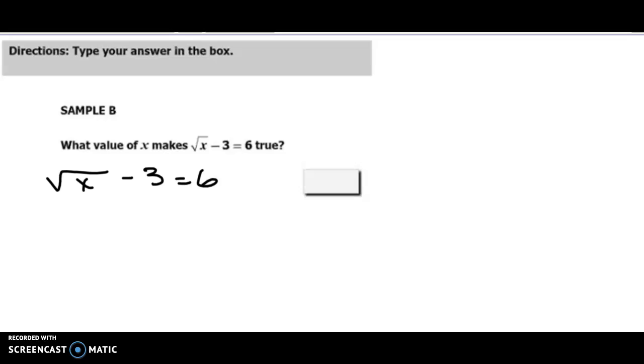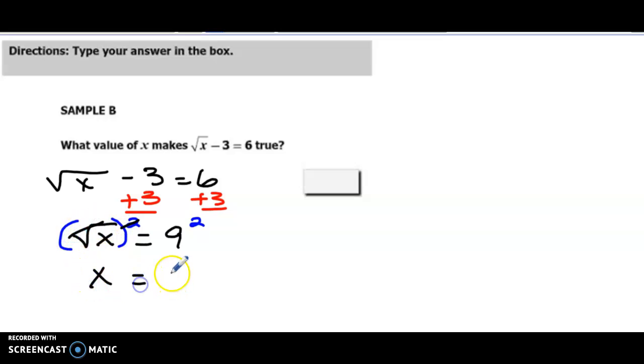For sample question D, you're asked to type your answer in the box. When we work with these, remember to simplify a radical. What we have to do is get our radical sign by itself first. So the first thing we're going to do here is add 3 to both sides. And that gives us the square root of x is equal to 9. When we want to get rid of our radical sign, we have to make sure that our exponent matches our index. If there's no number out here in our index, it's a 2. And whatever we do to one side, we have to do to the other. So when our exponent and our index match, the radical sign cancels, and we're left with x is equal to 9 squared, which gives us 81.